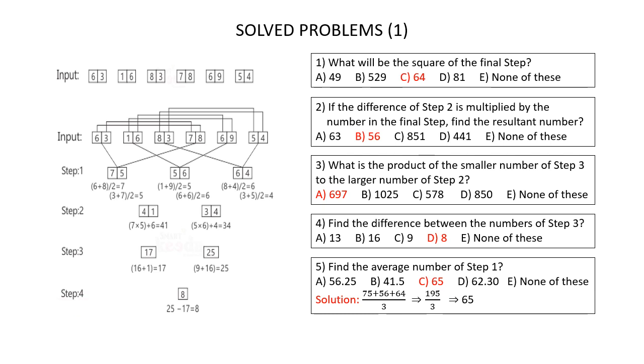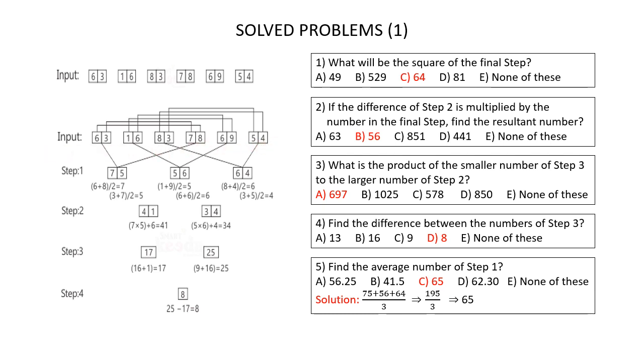Now let's move on to step 4. As per the pattern, the number in step 4 is got by subtracting the two numbers of step 3. So 25 minus 17 is 8. So 8 is the number in step 4 and 8 is written within a box. Now step 4 is the last step of this sequence. So this is the final output for this particular input.